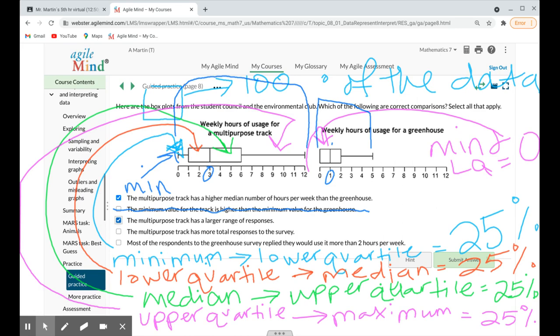I do. All right, because 0 to 12 is more than 0 to 5. 0 to 12 is 12. 0 to 5 is 5. And 12 is greater than 5.